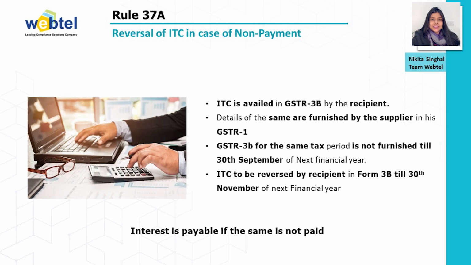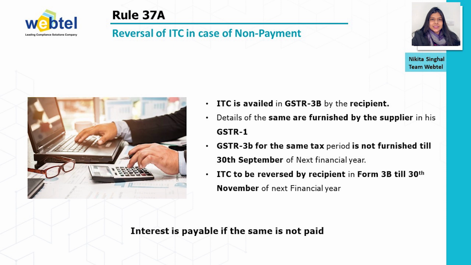Now Rule 37A is inserted in the CGST rules, providing that where ITC is availed in GSTR-3B by the recipient and the details of the same are furnished by the supplier in his GSTR-1, but the same is not furnished by him in his GSTR-3B, meaning the supplier has furnished information in GSTR-1, that's why it is coming in the recipient's GSTR-2A, 2B, and that's why he is taking the credit in his GSTR-3B. But the supplier has not furnished his GSTR-3B, that is, he has not paid the tax.